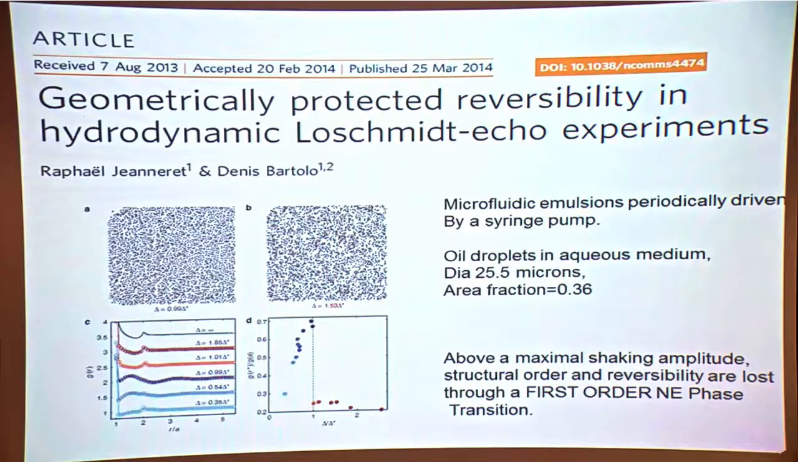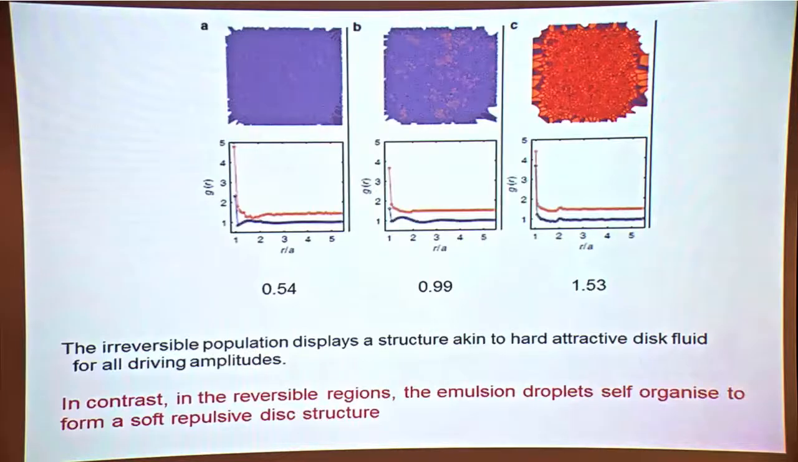And when they plot that strength as a function of delta over delta star, this is a critical value, they see a sharp jump. And they claim that this is a first order transition, not a second order transition. And here it is interesting, again they show that all the action is happening in the placing of these reversible events, not the irreversible particles.